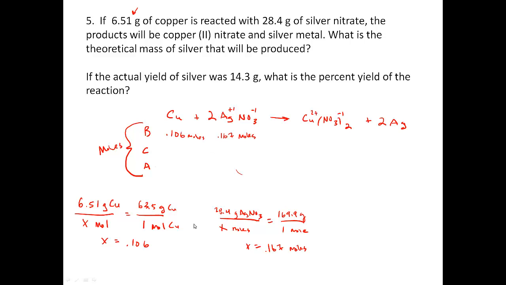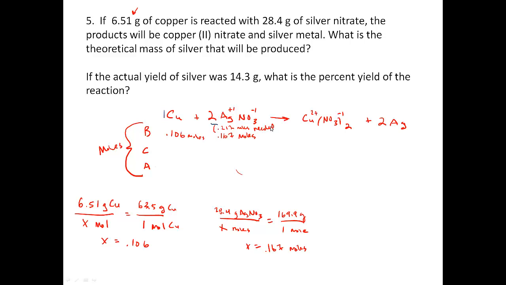Now, we've got to figure out what the limiting reagent is. The limiting reagent is the reagent that we run out of first. The way I like to find it, I always ask myself a question. If I start out with 0.106 moles of copper, how much silver nitrate do I need to completely react with that? If the ratio is 1 copper per 2 silver nitrate, and I've got 0.106 moles of copper, I'm going to need 0.212 moles of AgNO3.